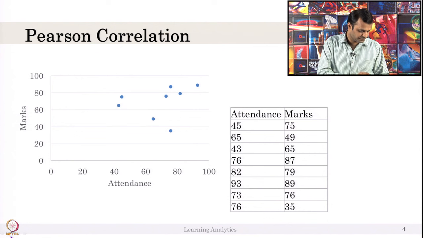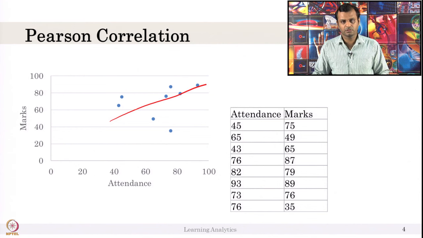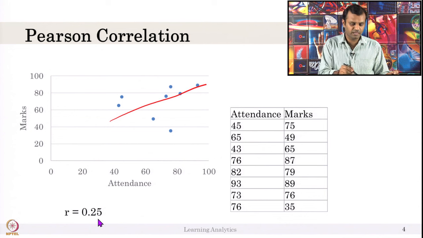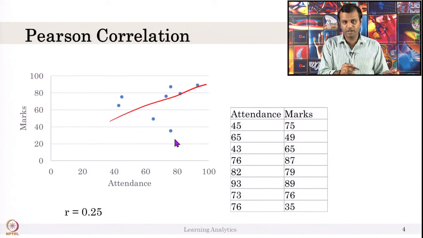So, it is a positive correlation coefficient and it will be strong, not very weak, because the line is actually trying to match all the points. The value is 0.25, that is because we have two values which are well below this line. But it is positive, so plus 0.25.